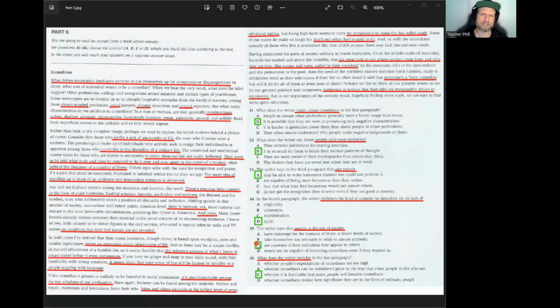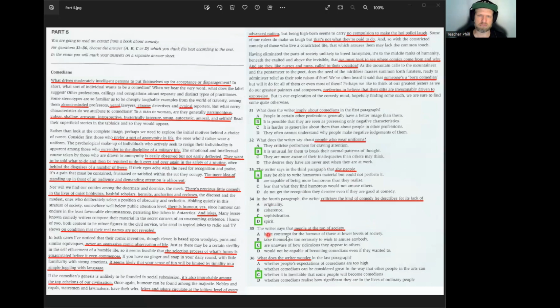So it talks about people at the top of society. And I chose they are unaware of how ridiculous they appear to others. I base that on this sentence here where it says, some of our rulers do make us laugh, but that's not what they're paid to do. So I think they make us laugh, but they don't do it on purpose. It's because it's not what their job is. So I think maybe they are not aware of the fact that we think it's funny what they say or what they do. So that's why I chose C. But as I said, I'm not quite sure with this one.